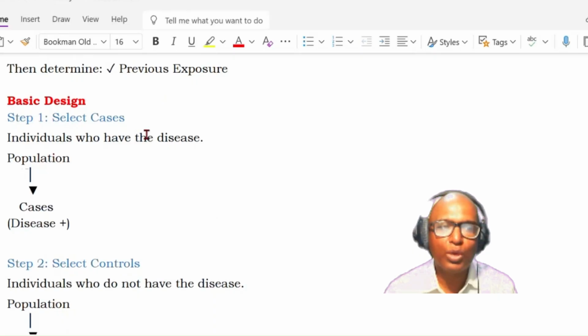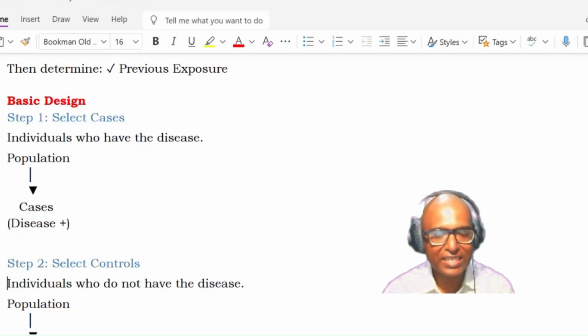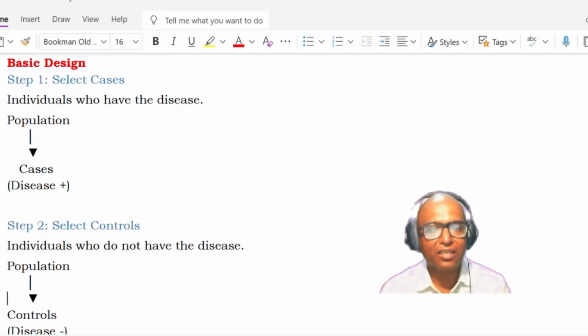So the basic design is that we have to select the cases. These are the individuals who have the disease in the population. So we'll take a population, and in the population we'll look for the cases, the diseased persons. That becomes your step one. Step two is selecting the controls.